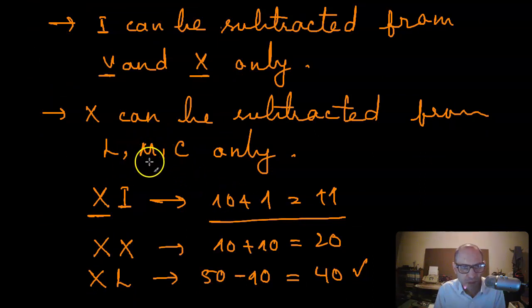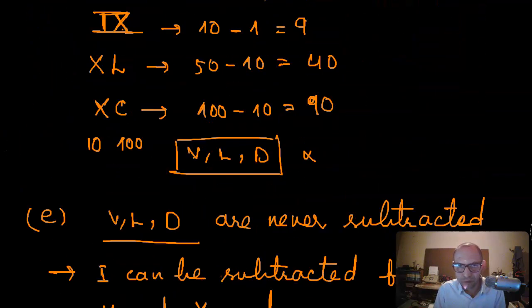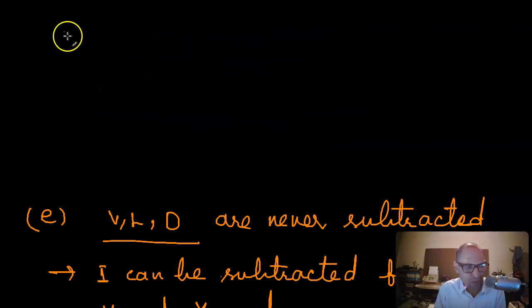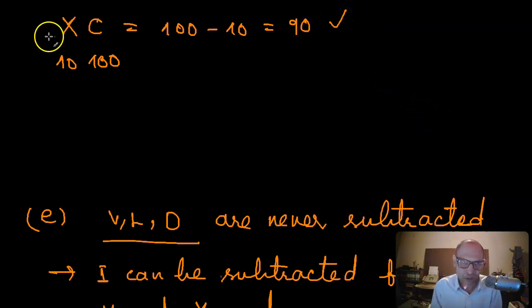Or let's say that you have an M, which is a 1,000, or let's say that you have a C, which is basically a 100. So a C is 100, and if I put an X over here to subtract from this, the X is a 10. So that's the same thing as 100 minus 10, which is the same thing as 90. And the rule says that X can be subtracted from C. There is no problem with this. So 90, you can write it actually this way.